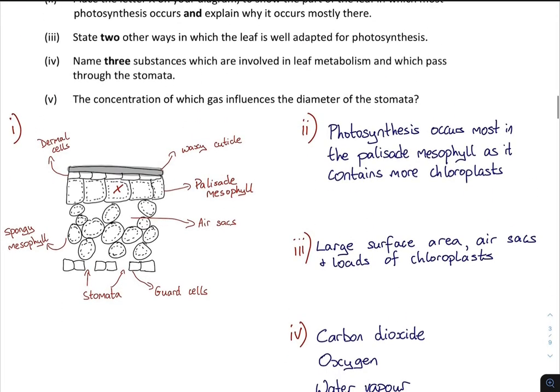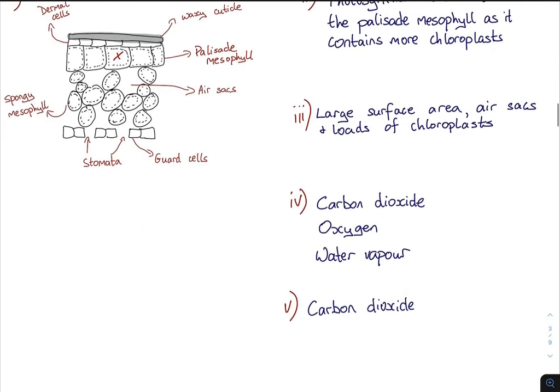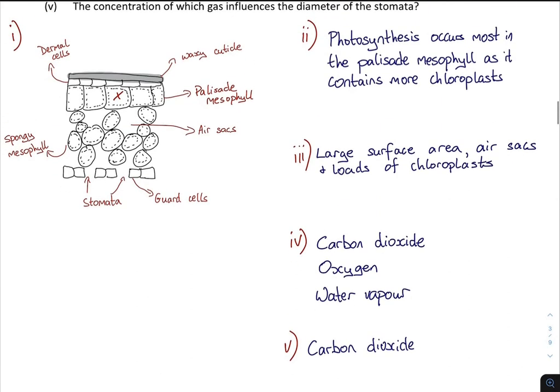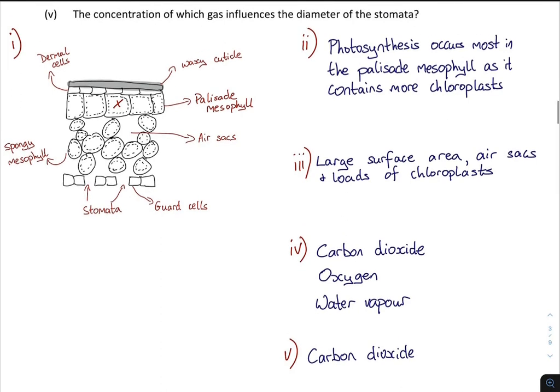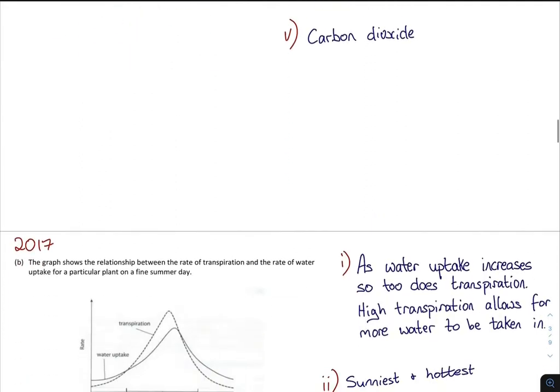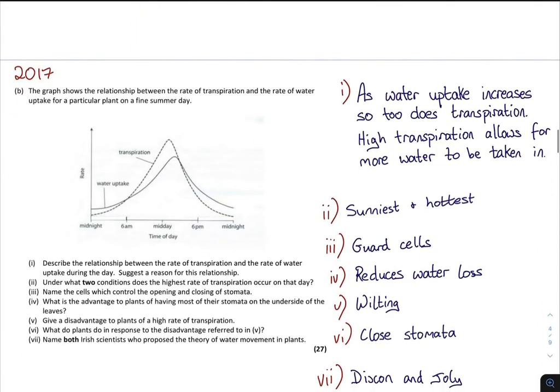And then the concentration of which gas influences the diameter of the stomata? Carbon dioxide. Similar to carbon dioxide in the blood, where carbon dioxide affects the rate of breathing with the build-up of carbon dioxide in the blood. But sticking with here, the concentration of the gas that influences the diameter of the stomata is going to be carbon dioxide. And we're actually going to talk about that in a moment.